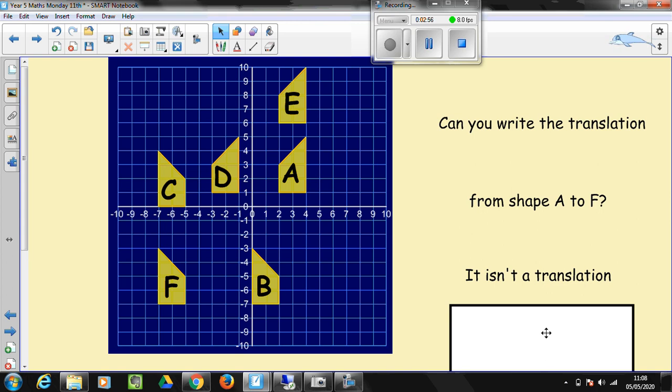It's because the shapes change shape. It would actually be a reflection. It's flipped. Pause the video and have a go at seeing if you can describe any other translations you can find.